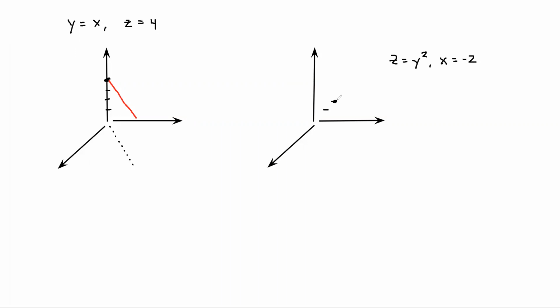To draw it, this would be the vertex, and then we could go over 1, up 1, left 1, up 1. And if we're feeling really lazy, we could just throw a curve through the 3 points. And there you go. So those are our simple objects.